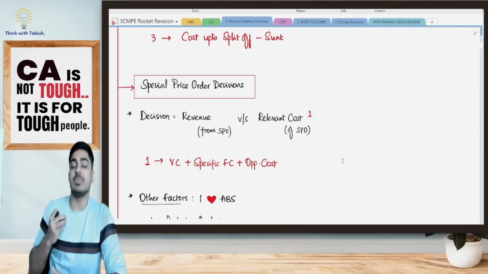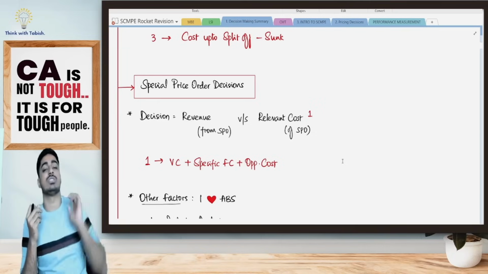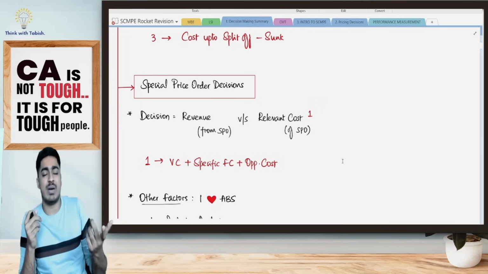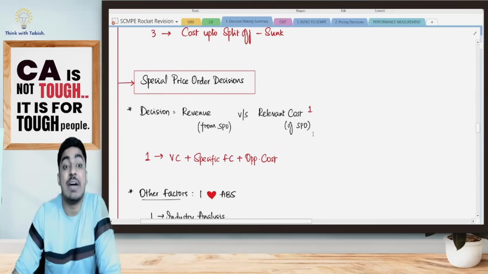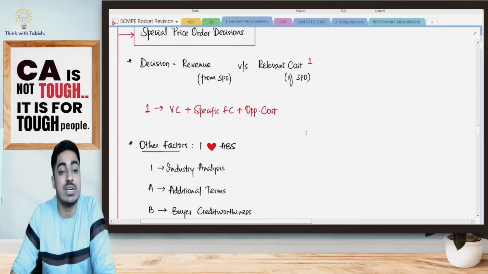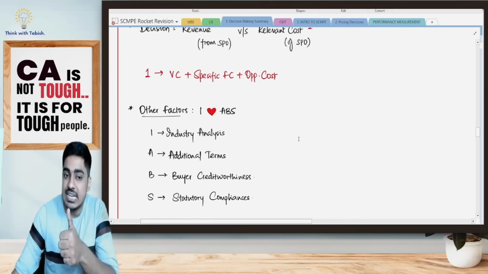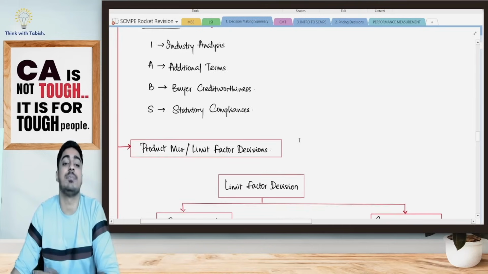What is the revenue I'm getting from the special price order? As against that, what is the relevant cost I'm incurring to fulfill it? Relevant cost, marginal cost, is my variable cost, specific fixed cost, opportunity cost. While I am accepting a special price order, some other factors should also be kept in mind. Yes or no, students? What we have told. I love AMS. I stands for industry analysis. A stands for additional terms. B stands for buyer credit worthiness, and S stands for statutory compliances.